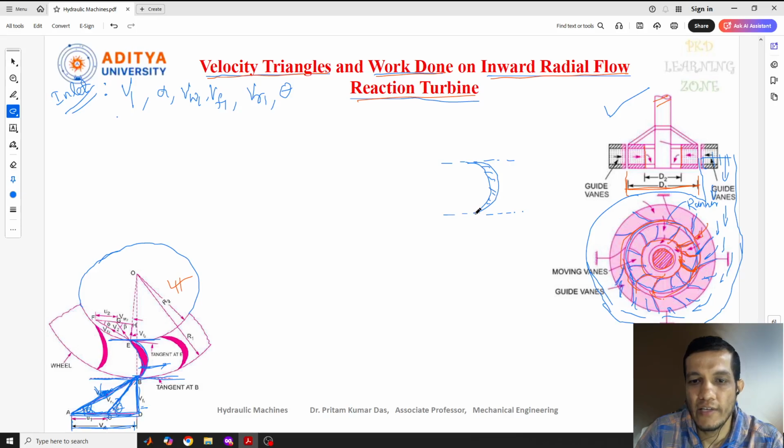At the inlet, as I told you, the water strikes the blade at this point with a velocity of v1. The x component of this velocity is marked as vw1, and the y component is vf1, which is the flow velocity, and this makes an angle of alpha here. Next is the relative velocity vr1, which makes an angle of theta, and this distance is nothing but u1. U is one more terminology here.